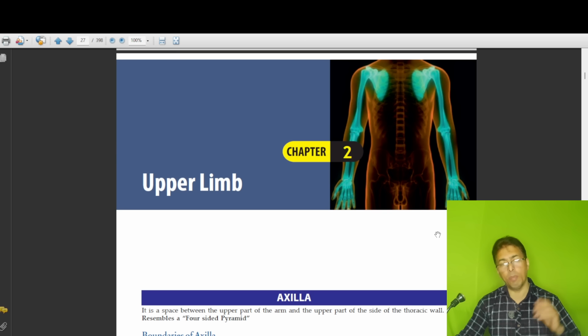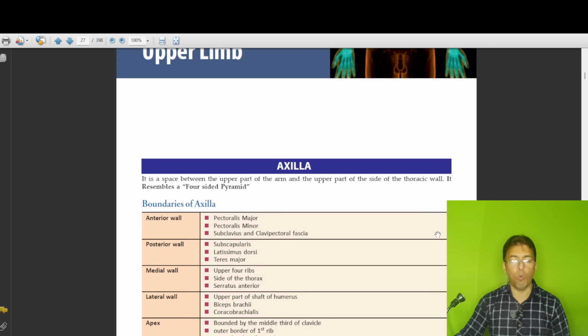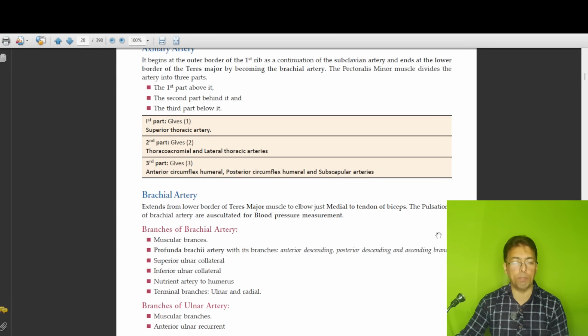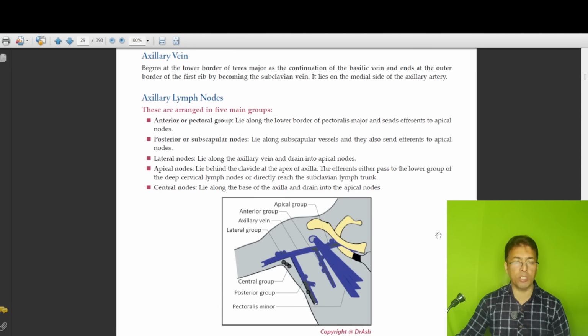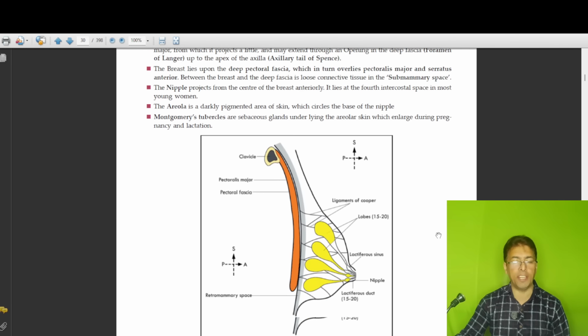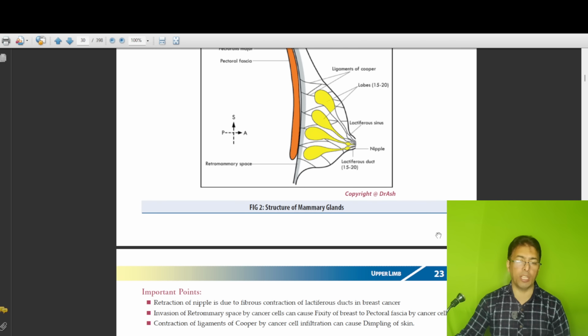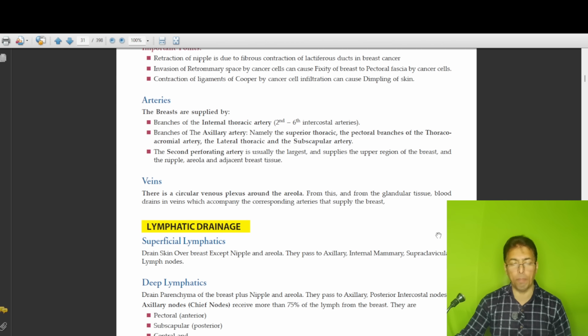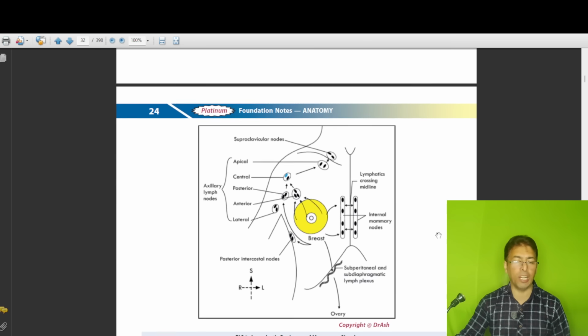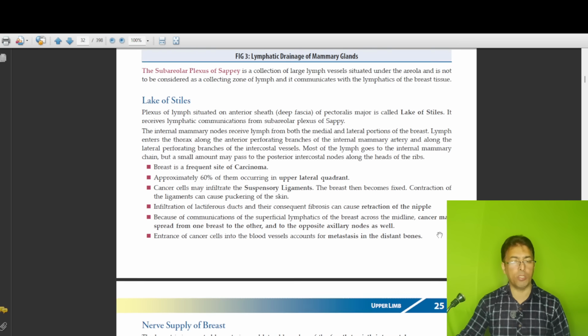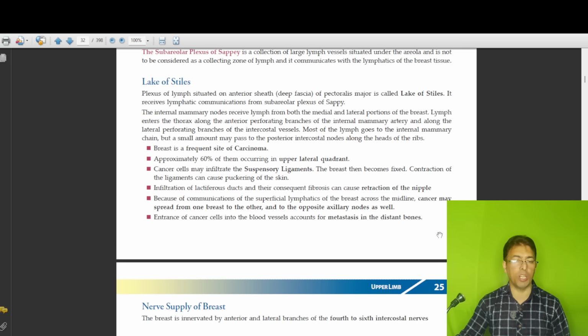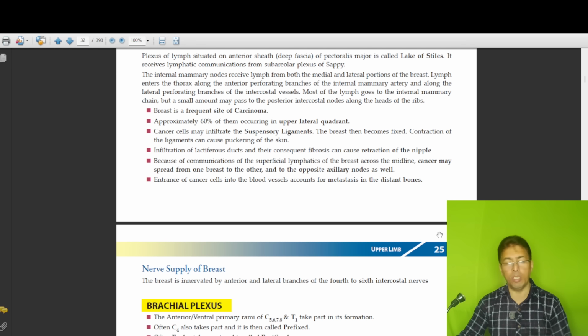Then going to systemic anatomy, take the upper limb: what is important are the vessels, nerves, veins, and lymphatics, along with important topics like the breast, whatever is important in the breast: the venous drainage, the lymphatic drainage, the arterial supply, and the clinical implications of breast cancer, all of which might not be given in other books.